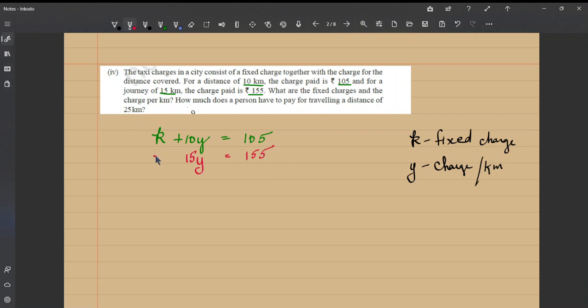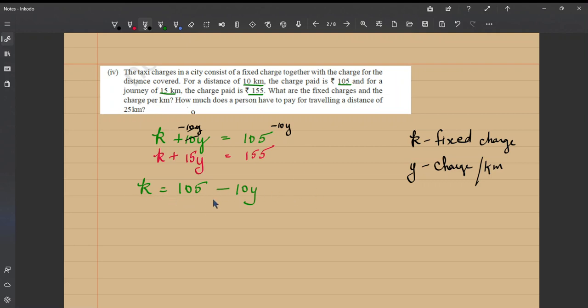But you remember that always we'll have to give a fixed charge, right? So now we have formed two equations on the basis of the given information. Now let us find K in terms of y and then substitute that value in the red equation. Okay, using the green equation, we will say K is equal to 105 minus 10y. How are we doing this? We are just subtracting 10y from both sides, isn't it? So this 10y and 10y gets cancelled. So you get K is equal to 105 minus 10y.